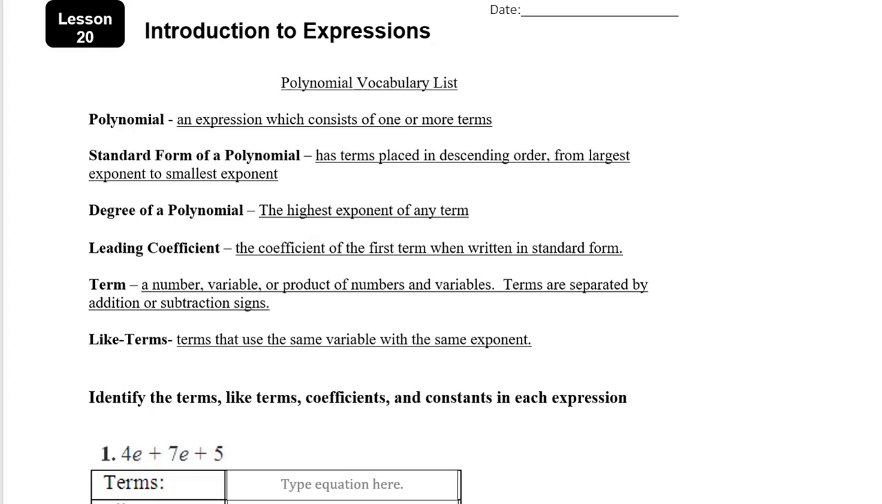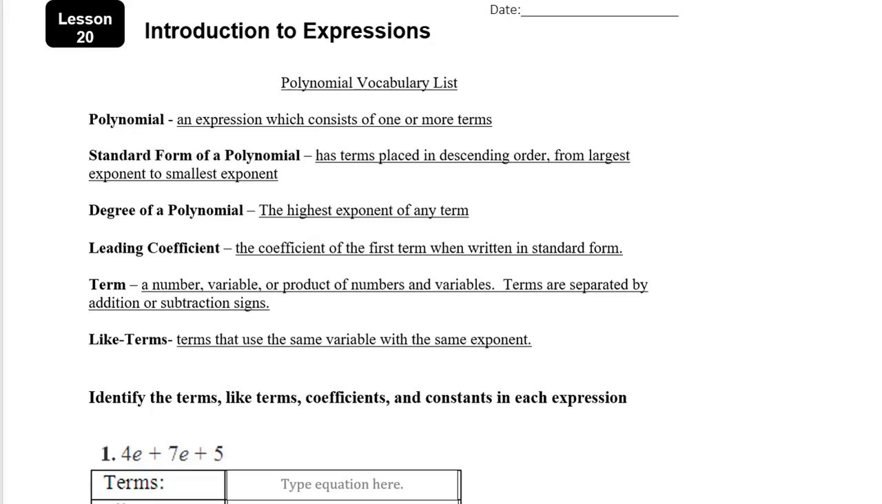The degree of a polynomial is the highest exponent of any term. So in the example I just said to you, x cubed would be the highest exponent, so that polynomial would have a degree of 3 or a power of 3. Okay, then we have leading coefficient. Again, we've talked about the word coefficient before, but it is the coefficient of the first term when it's written in standard form. So in my example, x cubed, which is the highest power, has a coefficient of 1. So that would be considered the leading coefficient.